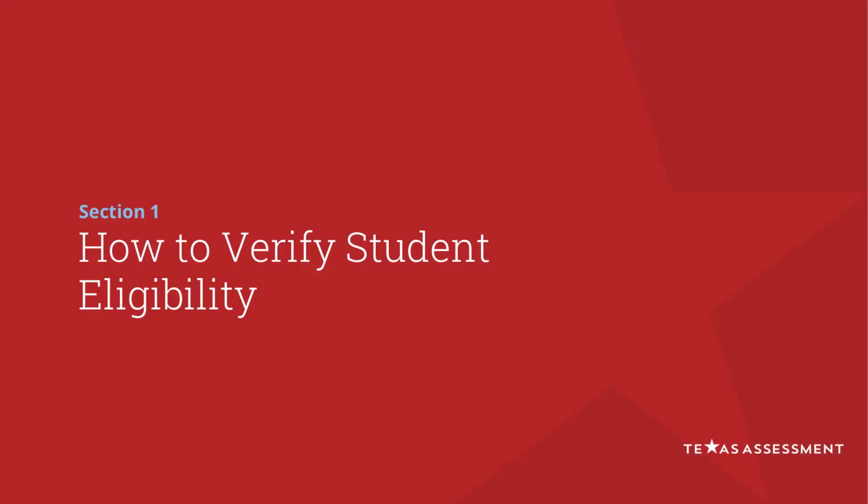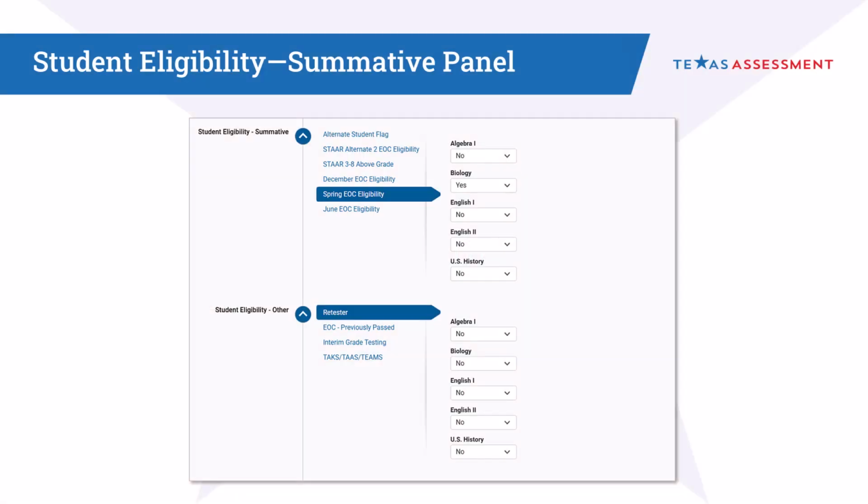First, we will review how district and campus testing coordinators can verify that students are correctly registered for the STAAR EOC assessments. District and campus coordinators will use the Student Eligibility Summative Panel to turn on applicable flags for each of the summative assessments. Any students who need to take STAAR EOC assessments must have the applicable eligibility field marked as Yes for the specific test. For example, if a student is taking the high school biology course and is scheduled to take the STAAR Biology EOC assessment in the spring, that student needs to have the biology flag for the spring EOC eligibility section turned on.